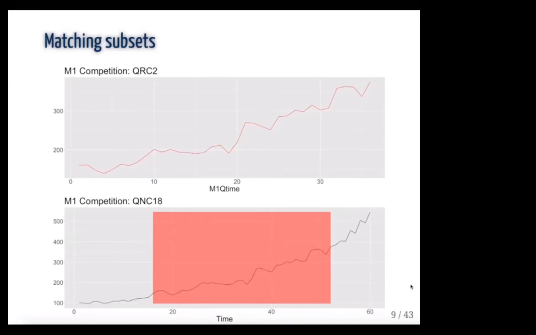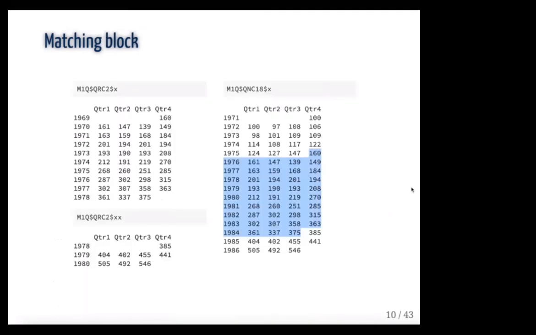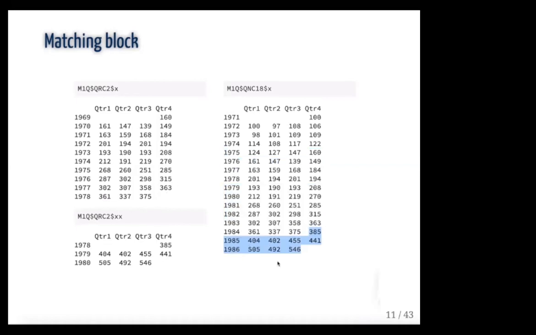Two time series from the M1 competition. The series IDs are QRC2 and QNC18. A subset of the bottom series was used to create the series on the top. These are the actual values. This section in QNC18 is the training set of QRC2. The last part of the training set in QNC18 becomes the test period of QRC2.